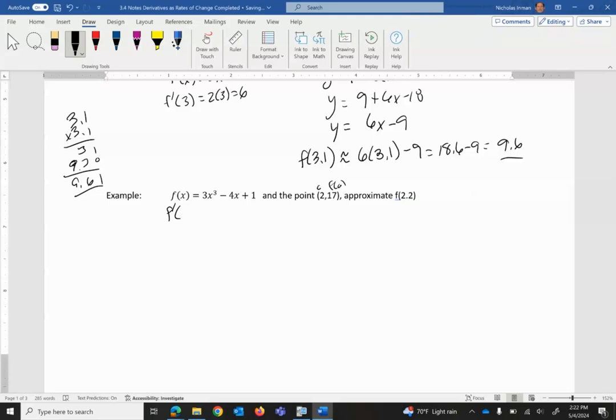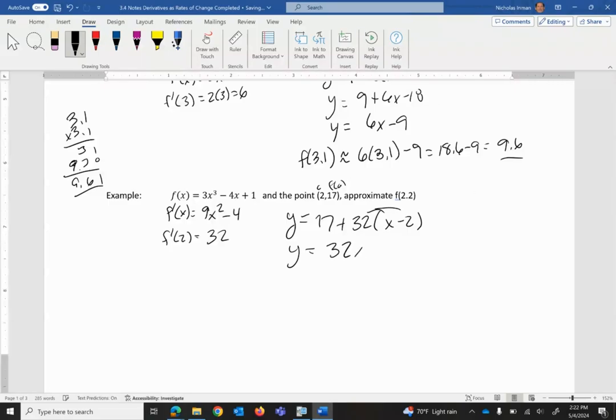I can take its derivative. 3 times 3 is 9x squared minus 4. That's just power rules. Now I can plug in 2 to that. 2 squared, that's 4. 4 times 9 is 36. 36 minus 4 is 32. So y equals, make my tangent line, 17 plus 32 times x minus 2.